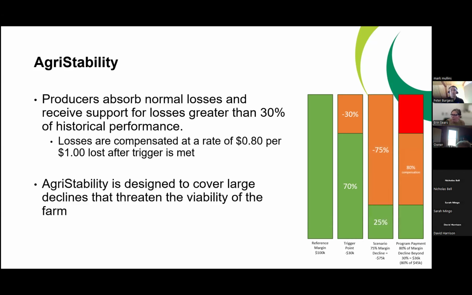Let's say you had a scenario where your operation had a 75% decline in your margin. That would be a $75,000 loss. You can see that for the first $30,000, again, there's no program support. That's something you have to manage within your own operation. But for the decline beyond that 30%, the program pays 80% of the $45,000, so it would be about $36,000.